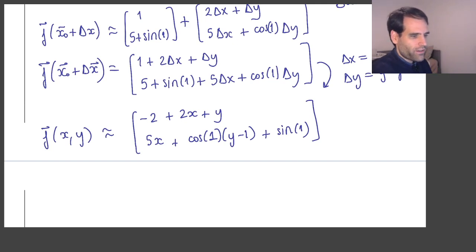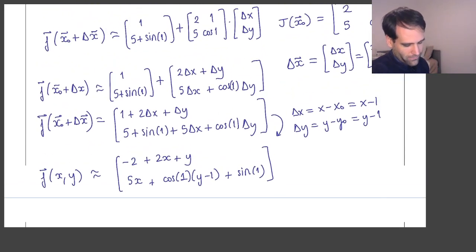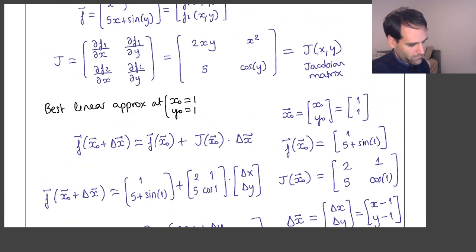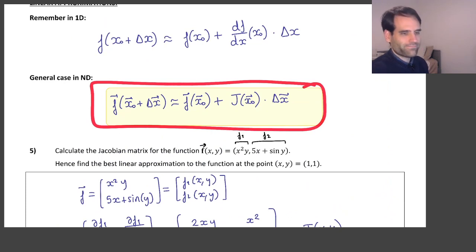So that's it. That's how you can write the best linear approximation to a function f around a given point using our equation. I hope that was clear.